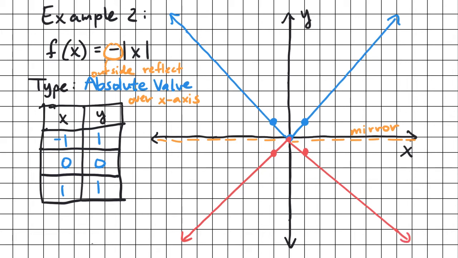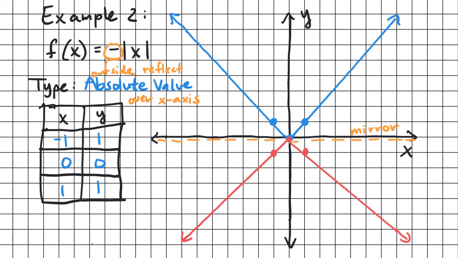Okay. It's going to be the best that I can do. So again, the blue one is the parent function. The red one is the reflection. Because depending on where the negative is, again, will determine which axis is going to be my mirror.